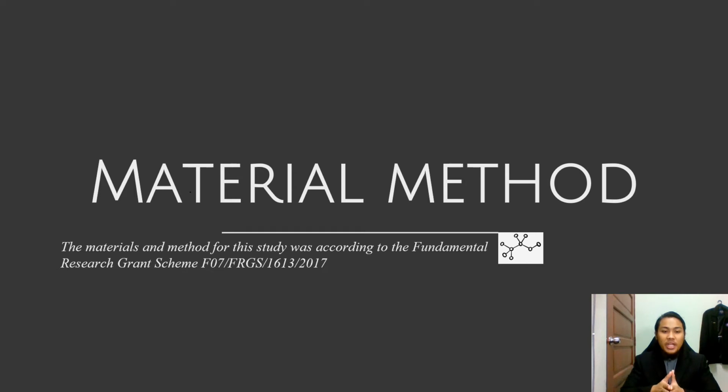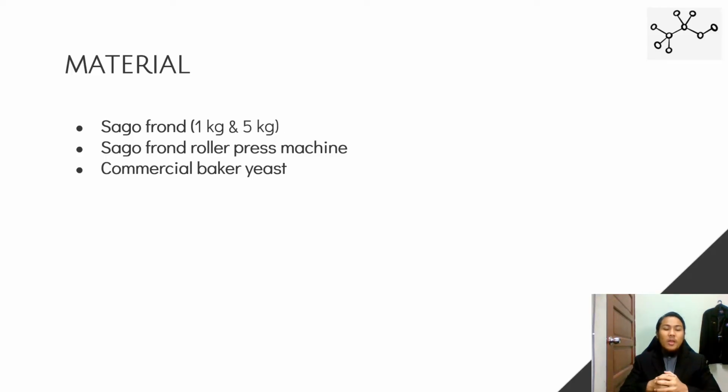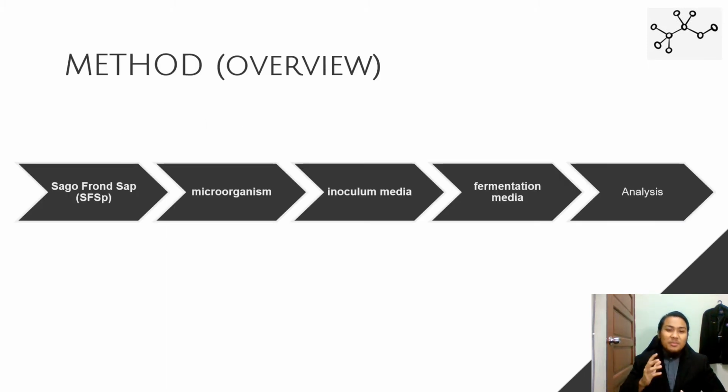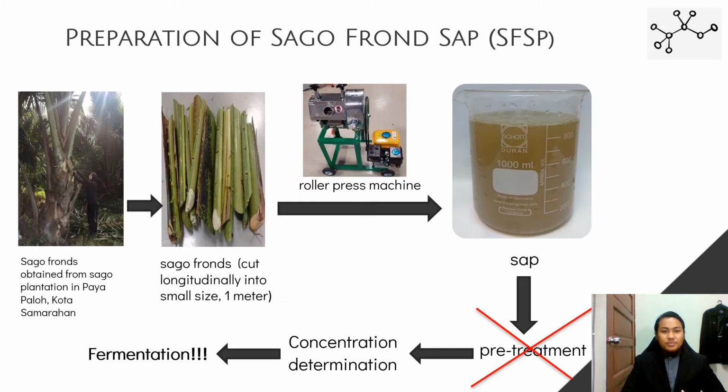Material and method. Before that, I want to mention that the material and method for this study was according to the Fundamental Research Grant Scheme. For this experiment, we use simple materials, which are a Sago Frond roller press machine and commercial baker yeast. This is the overview of the method.